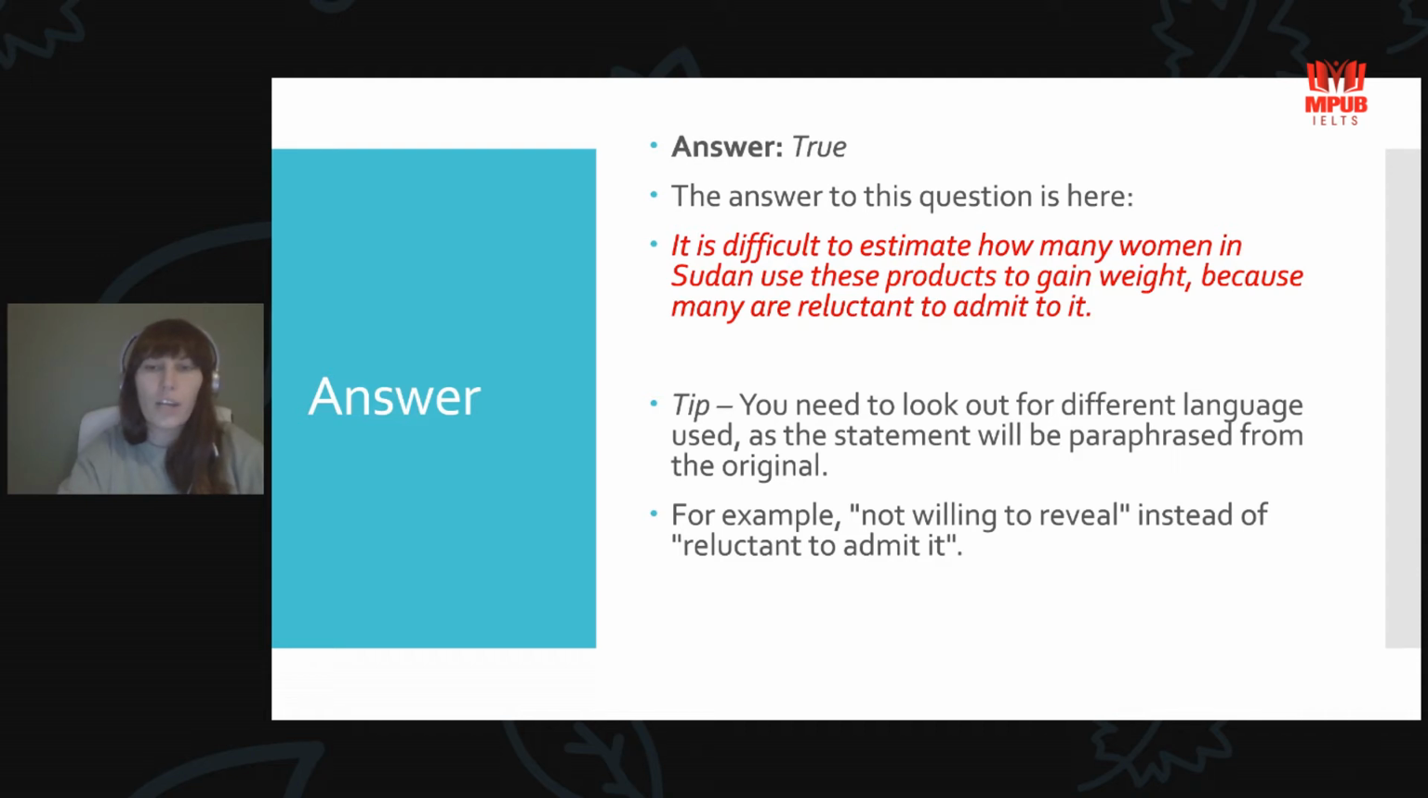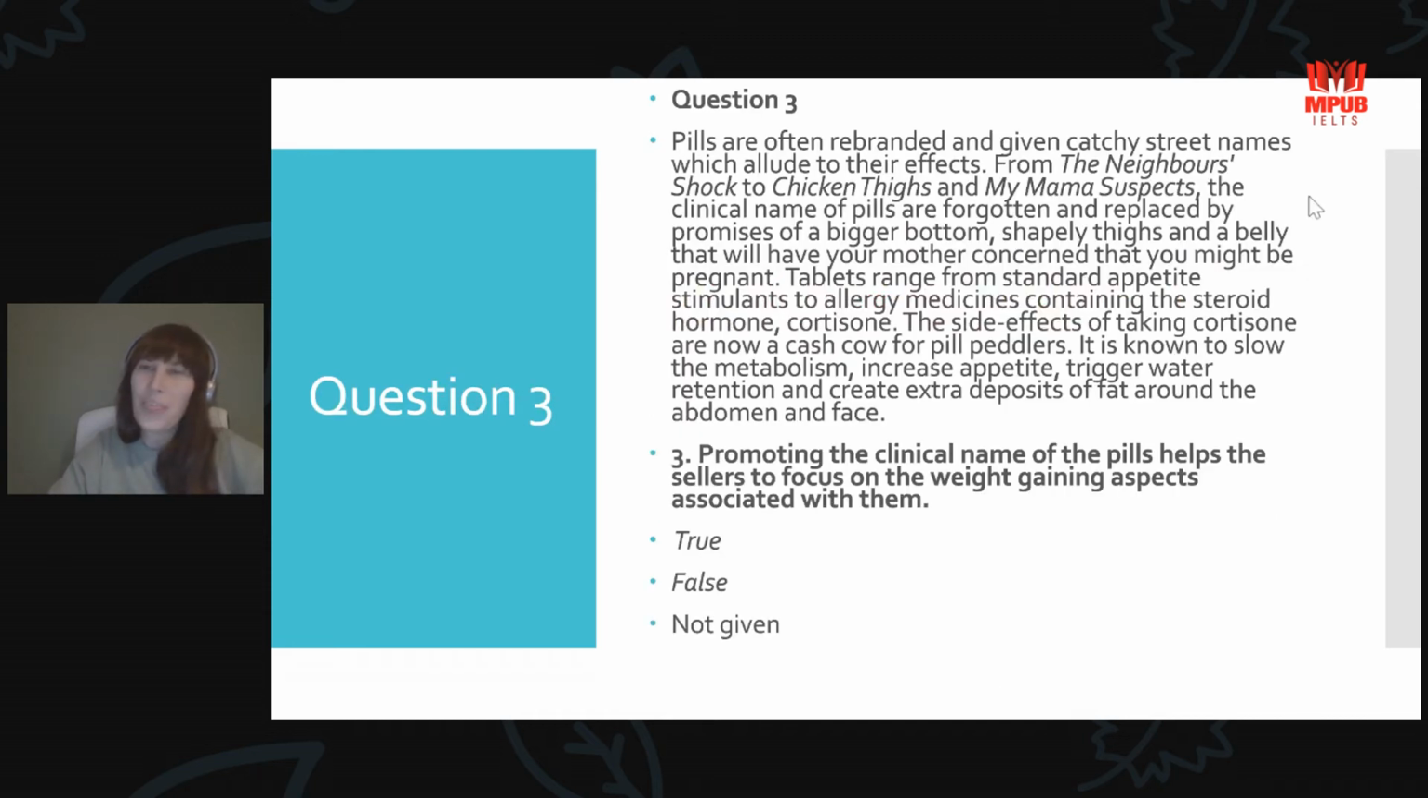So watch out for those paraphrases. All right. They will get you. They're naughty. Right, let's have a look at the next one and see if you can help me with this. So, question 3. Let's look at the passage. Got paraphrase on the mind now. And then let's see if it's true, false, or not given.